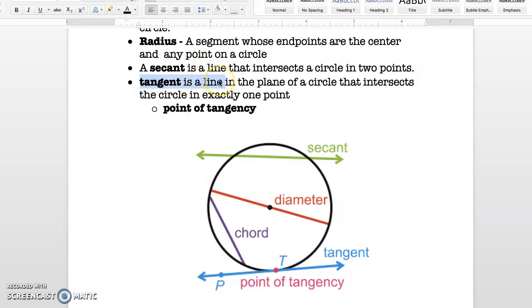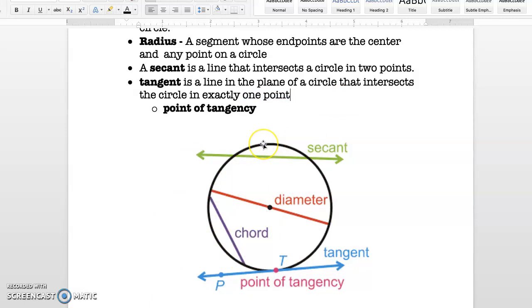And again, it's a line, and it has to be on the same plane of the circle, so in the same coordinate plane that you would have been using. And it only intersects one point on the circle. So this blue line, line P, I guess PT we can call it, passes through one point on the outside of the circle here, and that point of tangency is point T because that's where it crosses through the circle one time. All of these different lines can be drawn at different spots on the circle.